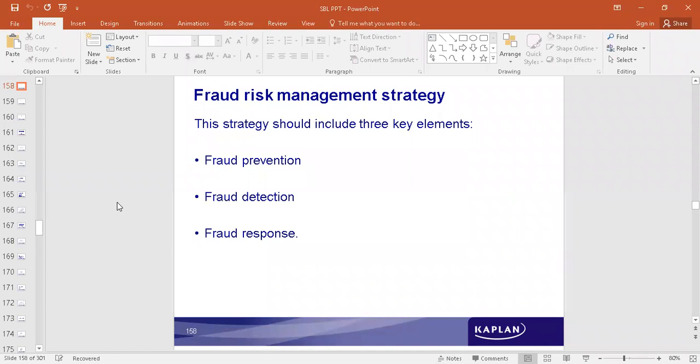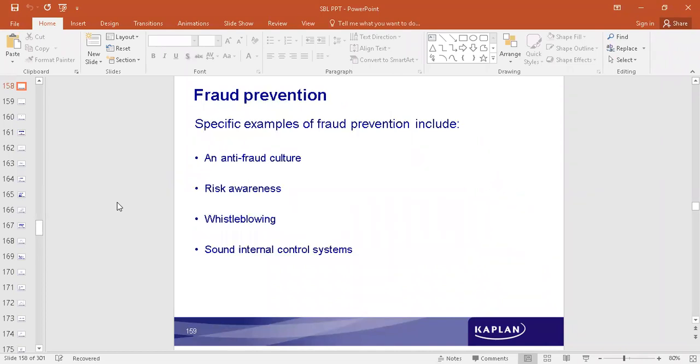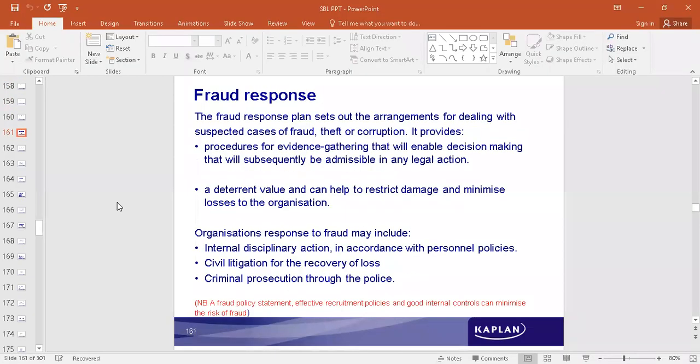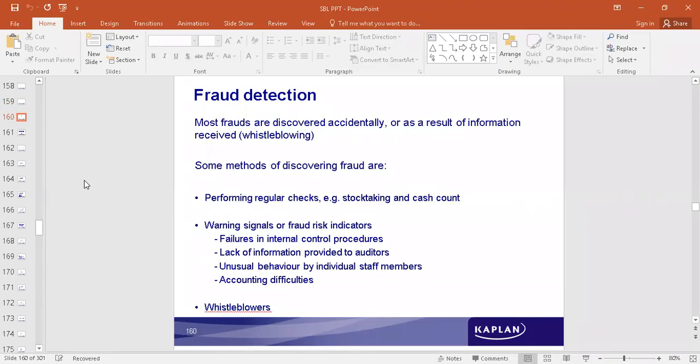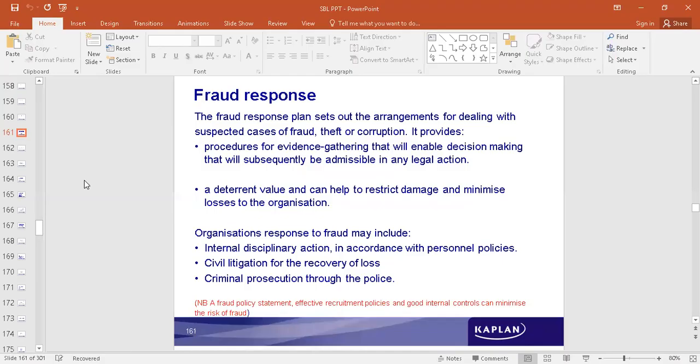Yesterday we understood what a fraud risk management strategy is: fraud prevention, detection, and response. Before something inappropriate happens, measures are taken to prevent it. As it happens, it could be detected. After it is detected and identified, what would the response be, the fraud response? Deterrence is the important thing, to ensure that it would not repeat again in the future.